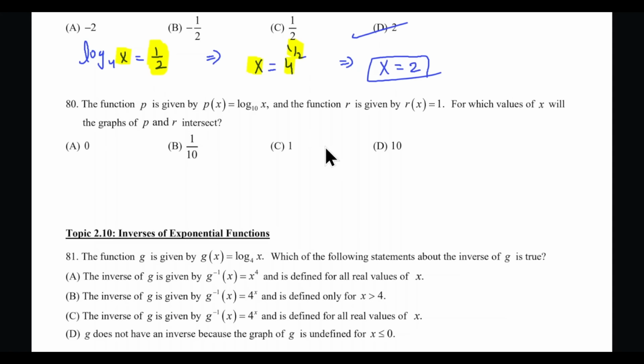We are given that P is this, R is this. For what values will P and R intersect? So they will intersect whenever they are equal, of course. So we have to set log of x with base 10 equal to 1, which means that again, the same anti-log thing. X is equal to 10 to the 1, which means that x is just 10. So it has to be option D.